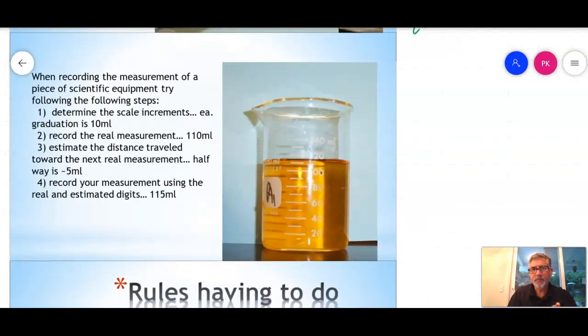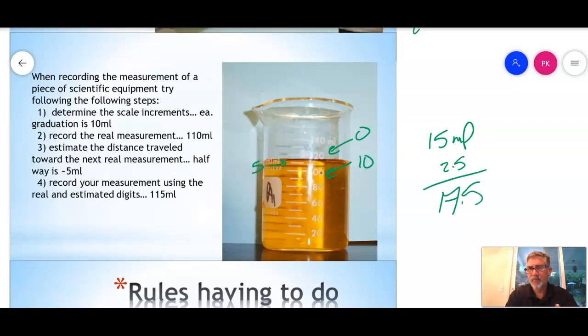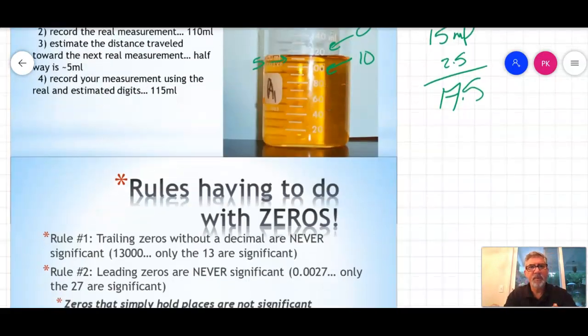All right, so we'll move on. So same thing here. Right here I have 10. Right here I have 20. Right, so halfway between 10 and 20 is 15. So 15 milliliters is my real measurement. Right, and then I can estimate halfway between 15 and 20. Maybe 2.5 is my estimation. So I can say it's 17.5, right? Would probably be my estimation. Okay.